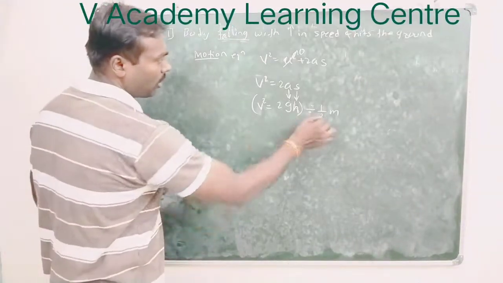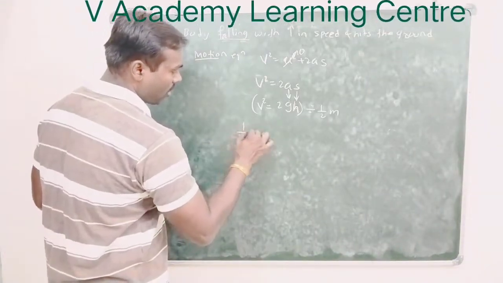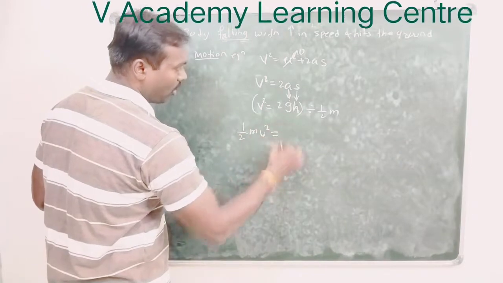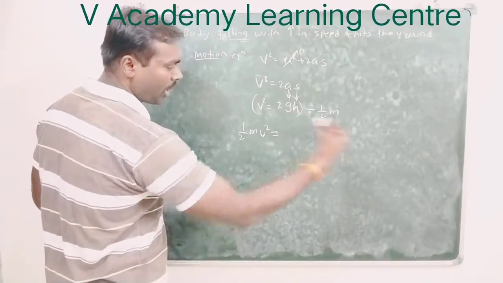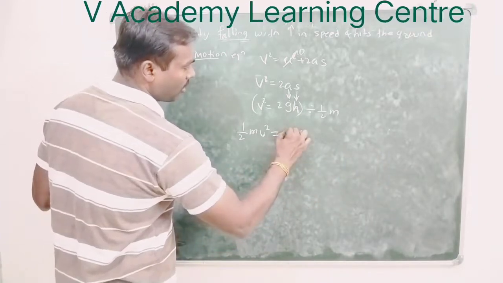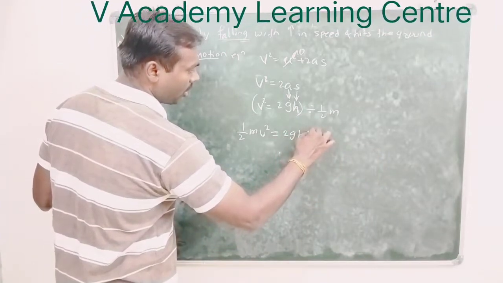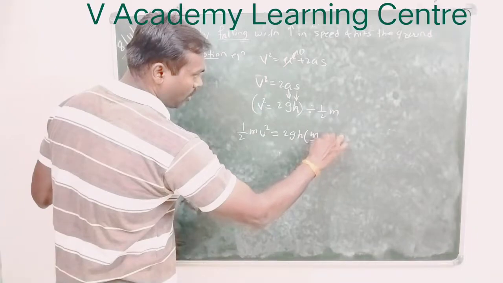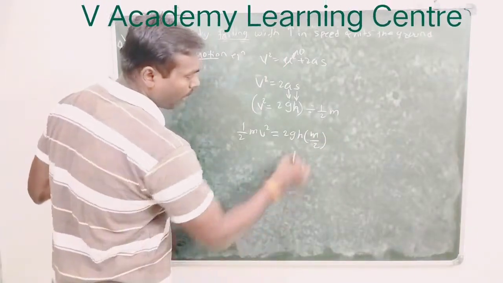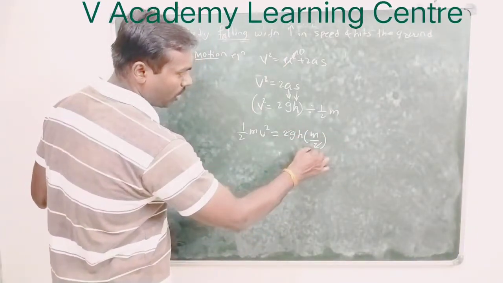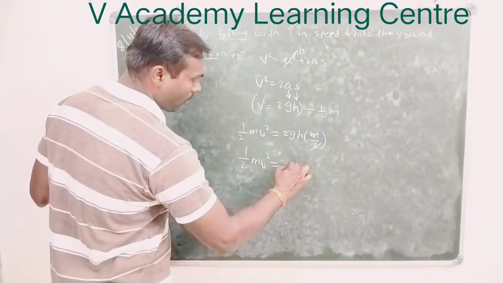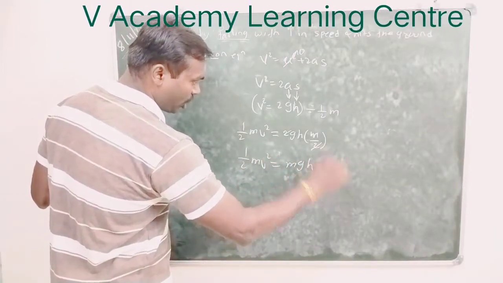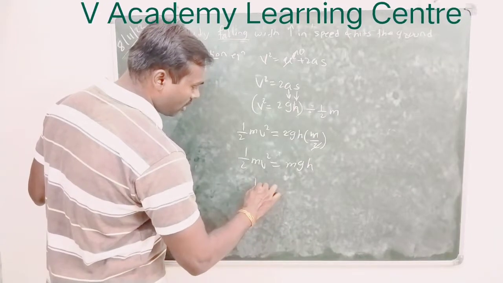No questions? Divide by m. What happens? Half m d square is equal to the right hand side, 2gh into m by 2. Both sides: 2 ones are 2, 2 ones are 2. Half m v square is equal to mgh.